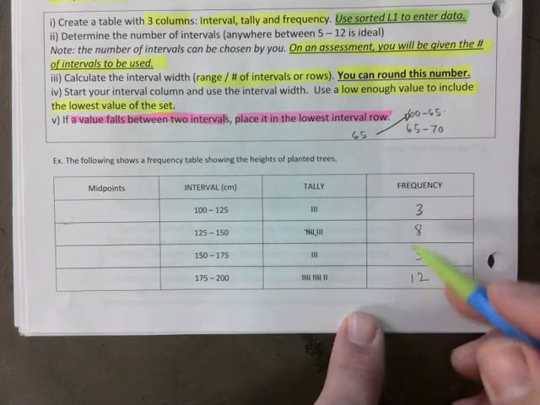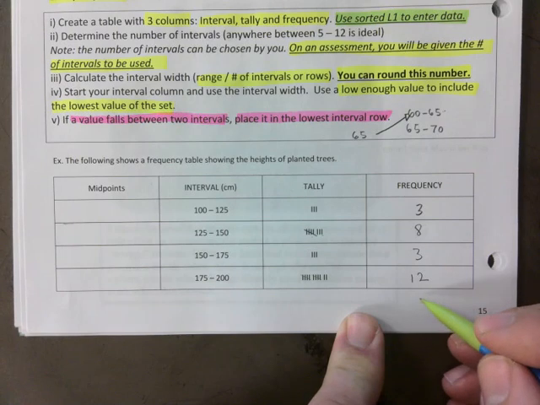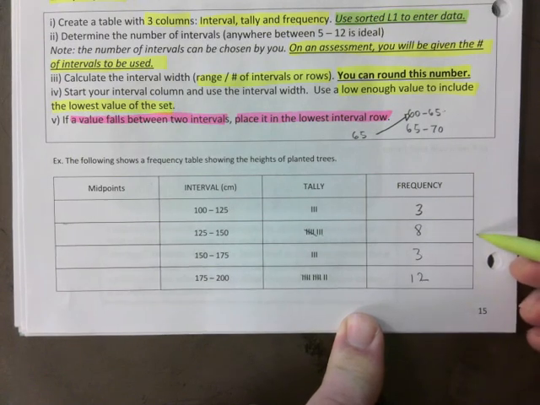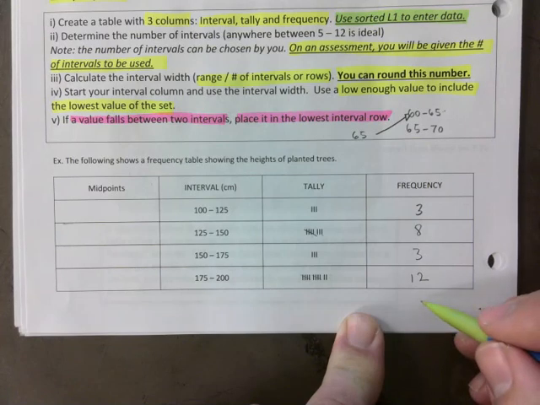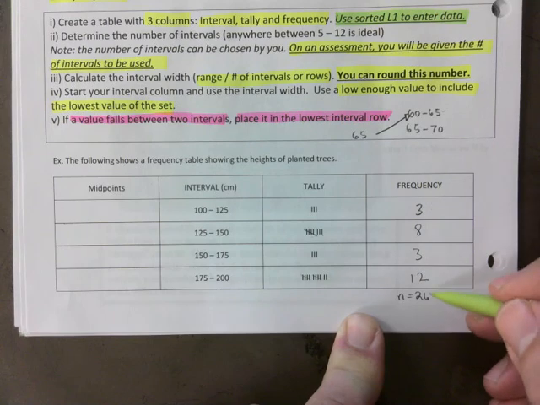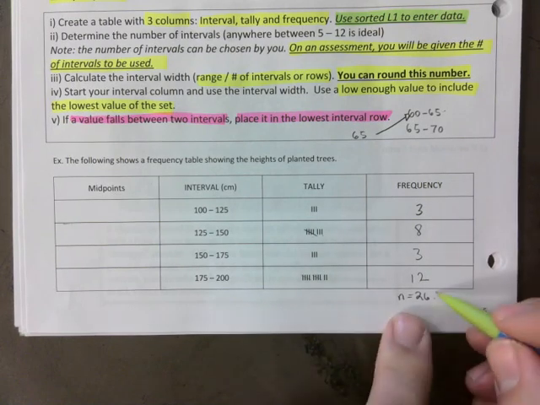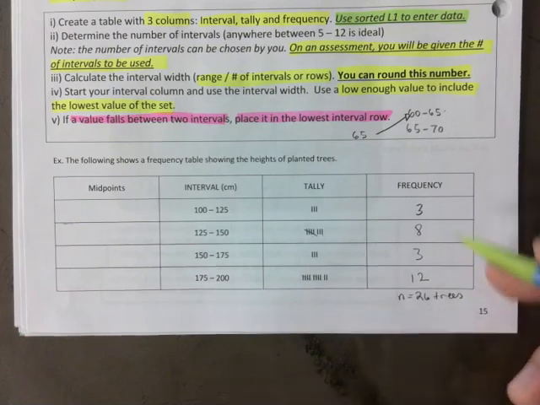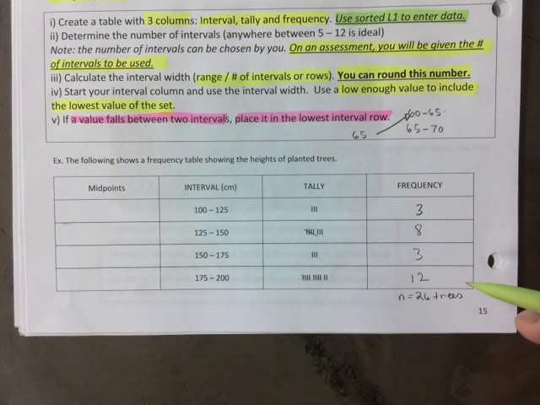How many do we have here in total? We've got 26. So N is equal to 26. If you add all these up, you get 26. So 26 trees are considered in this table.